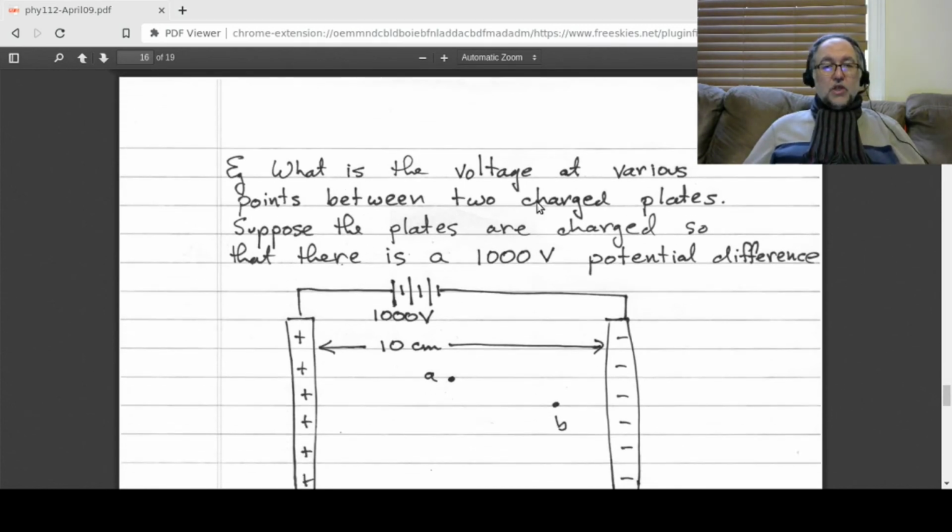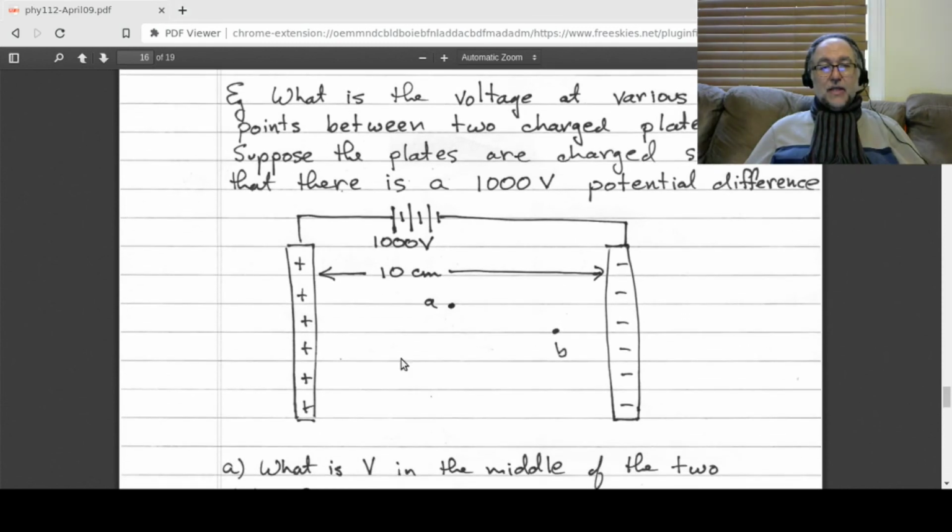So what is the voltage at various points between two charged plates? Suppose the plates are charged such that there is a 1,000-volt potential difference between them. Here's what I'm asking. I've basically got these two electric plates here. This one is positively charged and that one is negatively charged.